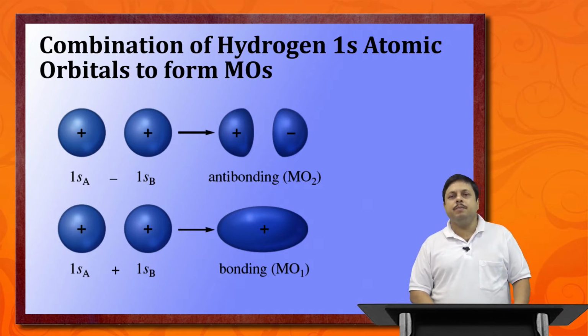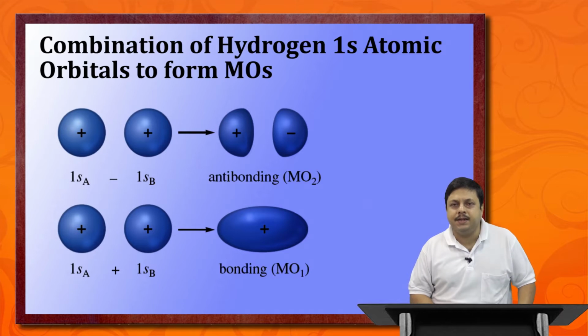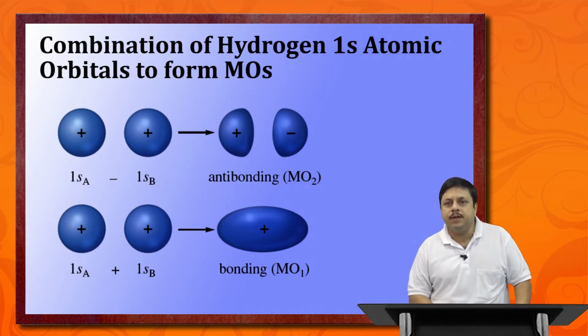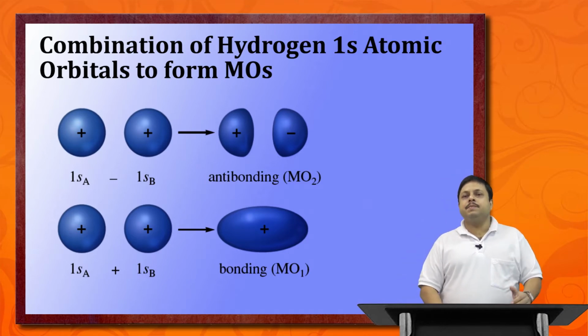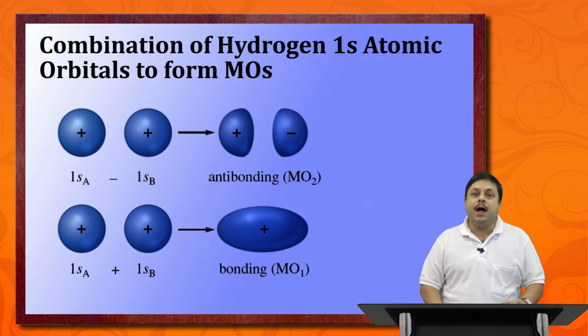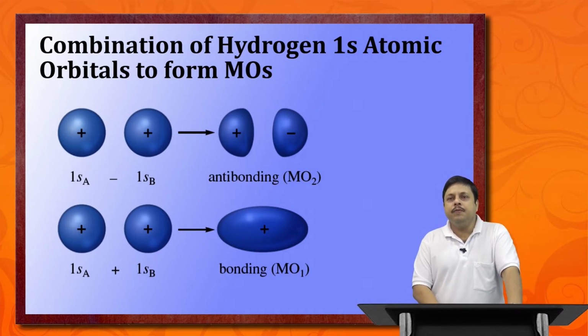One possibility is that they can be added in phase to form a bonding molecular orbital. This we call the molecular orbital 1 or MO1. Similarly, they can be subtracted. That means they combine out of phase and they will have a zone over here, as the pointer is showing, where there is no electron density in between. This is the antibonding molecular orbital, which we call MO2.